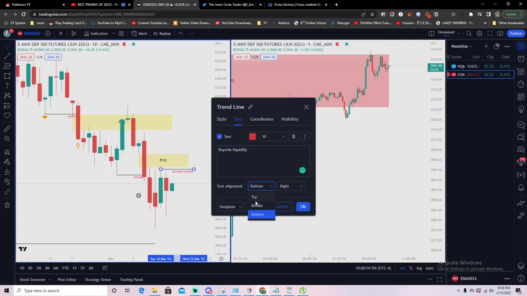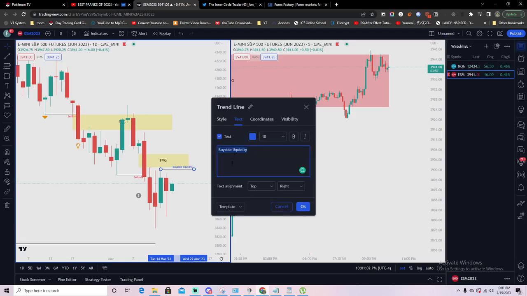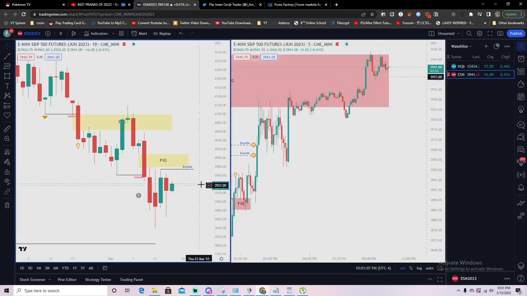Now this isn't everything. Top right. I don't know why I put the liquidity part in there. Here, let me. All right. Buy side.